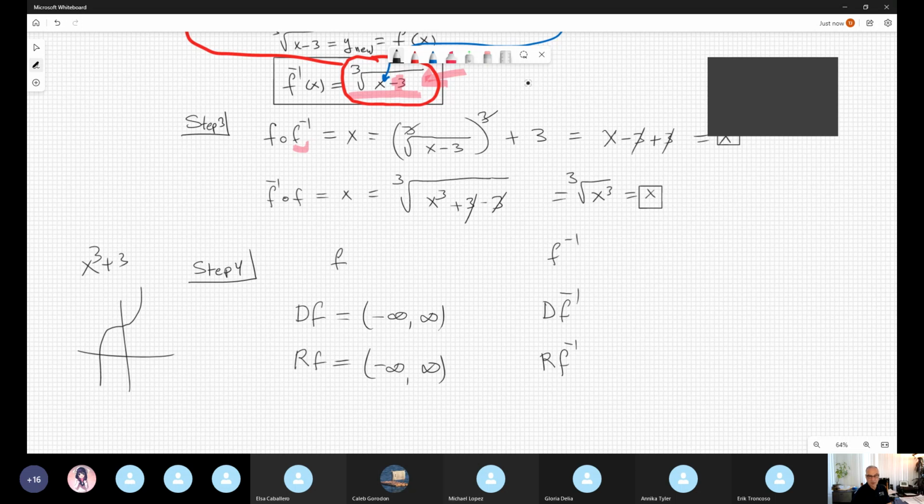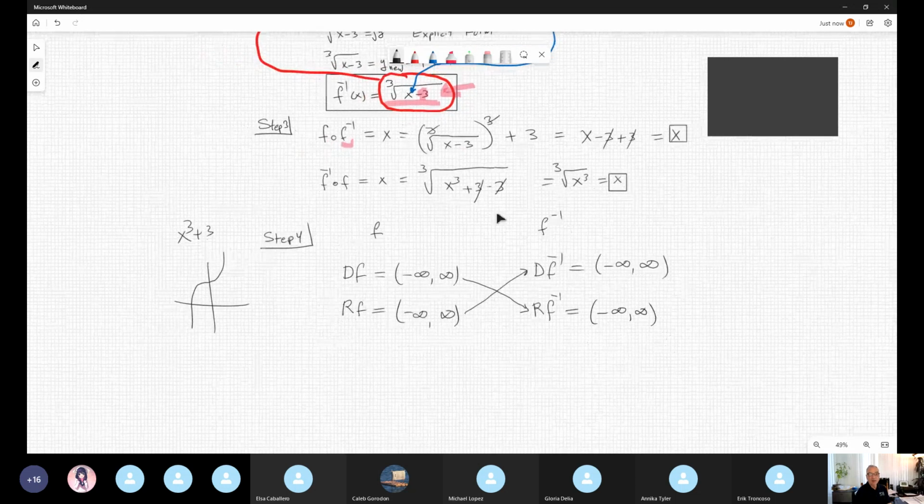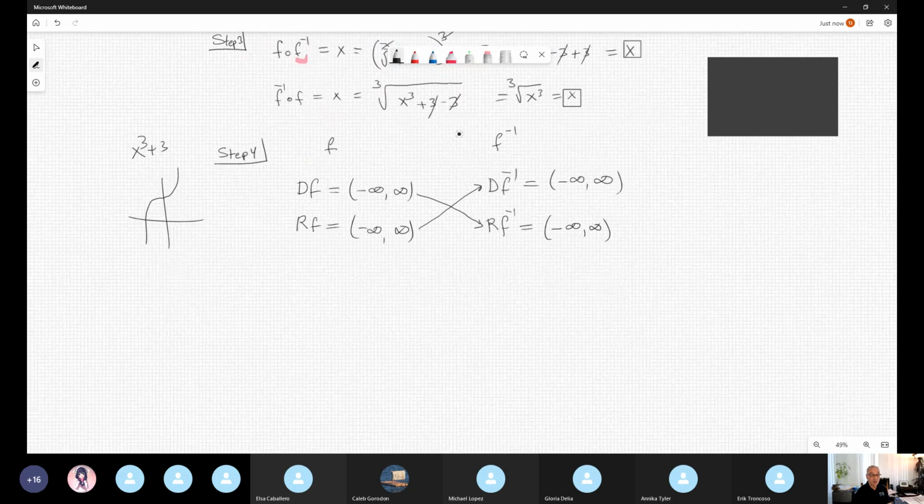However, remember, domain of the original is equal the range of the inverse. It's not a coincidence. This is a fact. And this is the same. Like the coincidence is everything is equal in this case. This is step number 5. Now step number 5, which is the most important step, is do the graph.